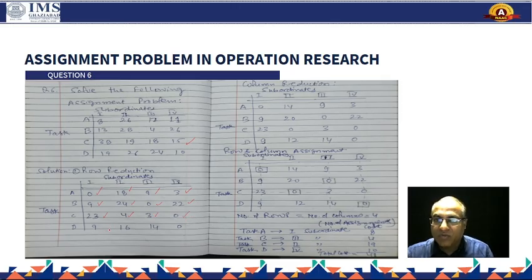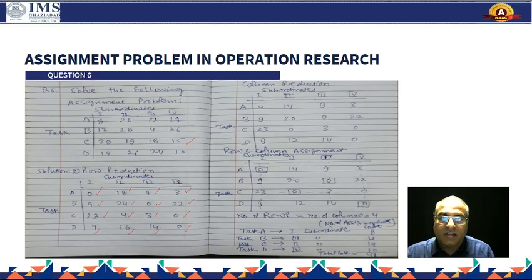Now the fourth row, minimum value out of 19, 26, 24 and 10. 10 is the minimum, so 10 is to be subtracted. 19 minus 10, 9. 26 minus 10, 16. 24 minus 10, 14. And 10 minus 10, 0. This is row reduction. So what we have done in this step is reduce each row by the minimum of that row.